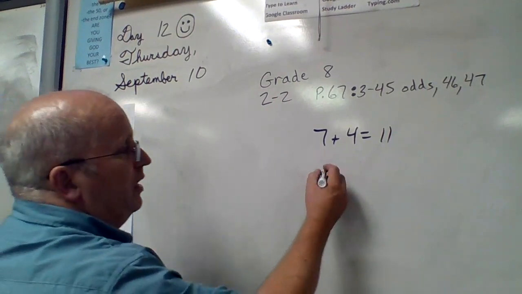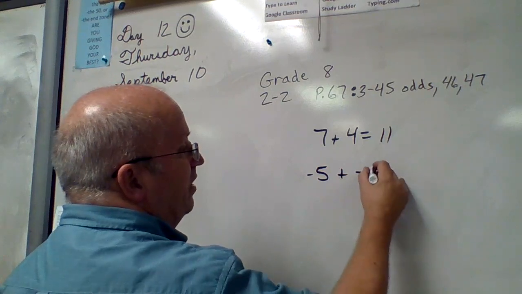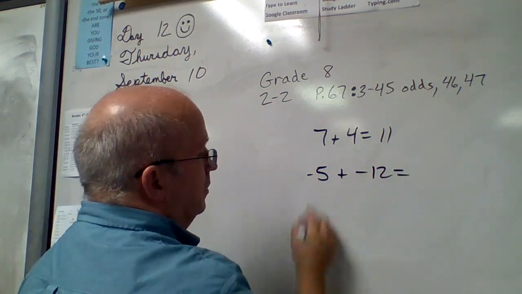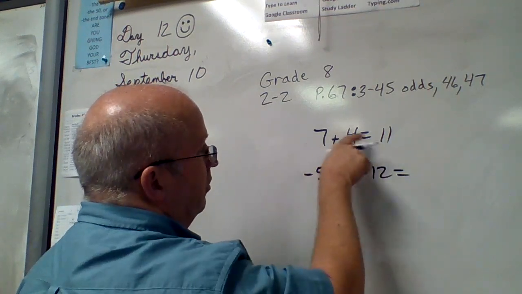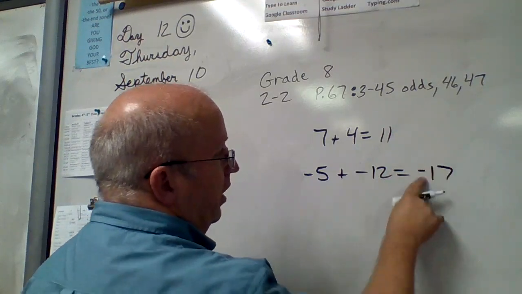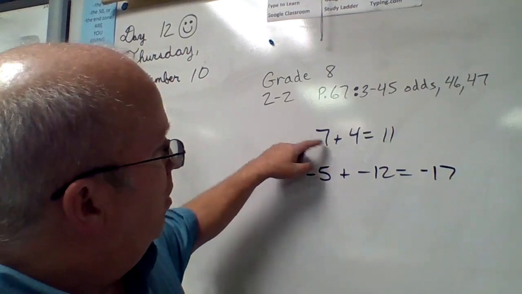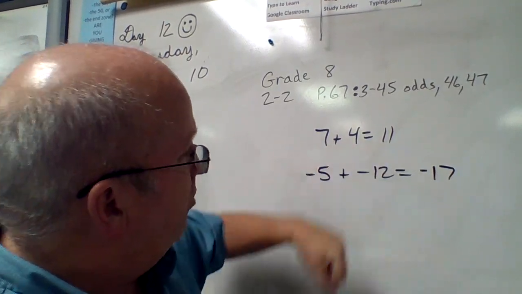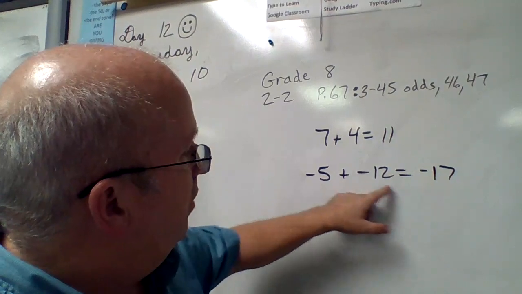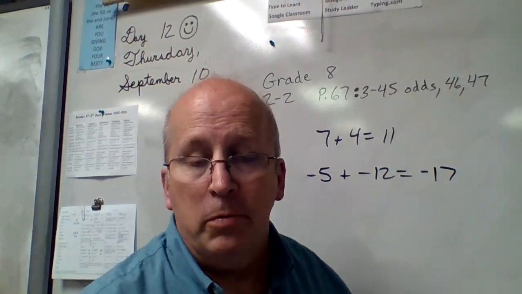If I have something like this, a -5 plus a -12, the rule is similar to this rule. You just add them. And the answer is a -17. Just add them. Positive plus a positive is a positive. Negative plus a negative is a negative. We just add them. Not a big deal, right?